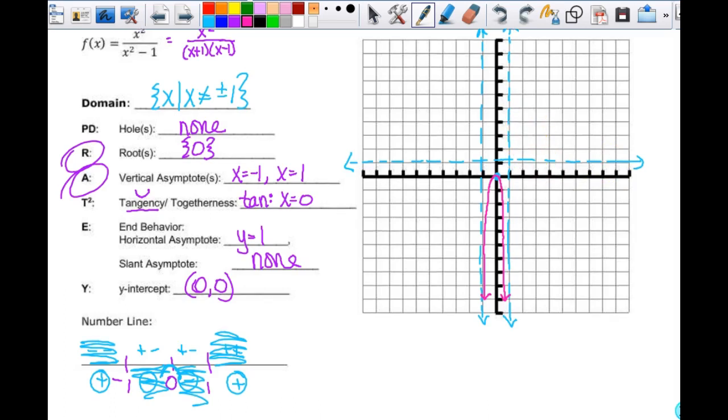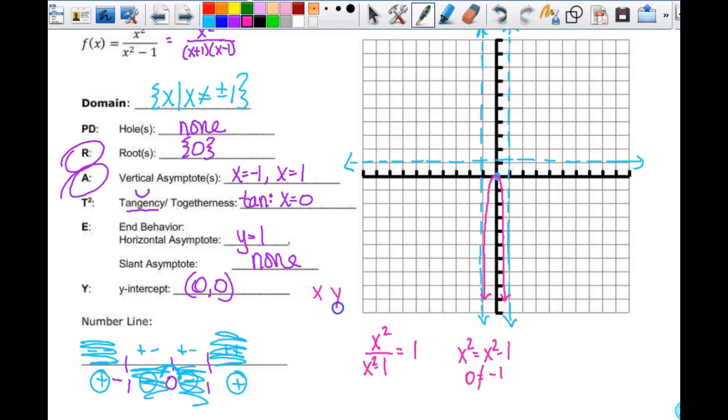So I'm going to set this x squared over x squared minus 1 equal to the 1 that is the asymptote. So I'm going to get x squared equals x squared minus 1. Well, when I subtract x squared from both sides, I get 0 equals -1, which is not a true statement, which means I am not crossing that asymptote. But I do need to find some other points.